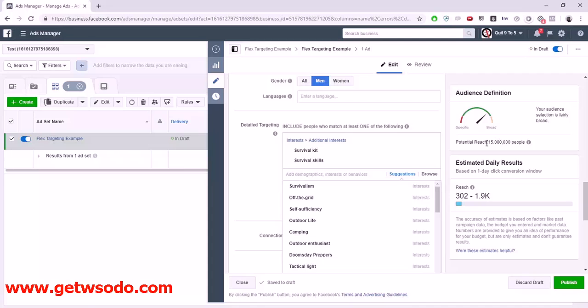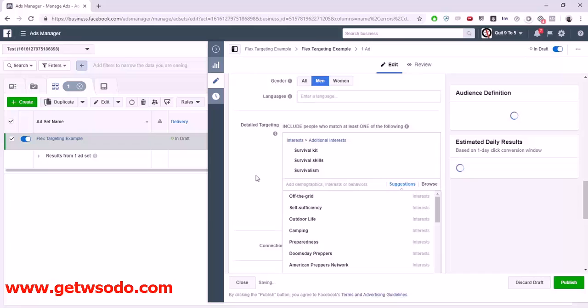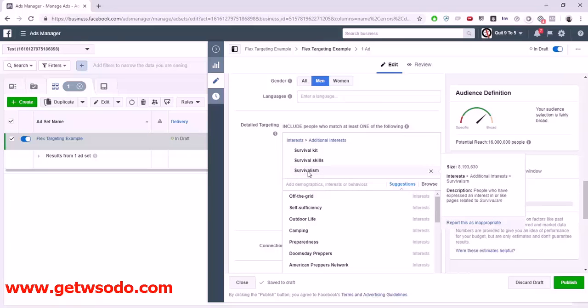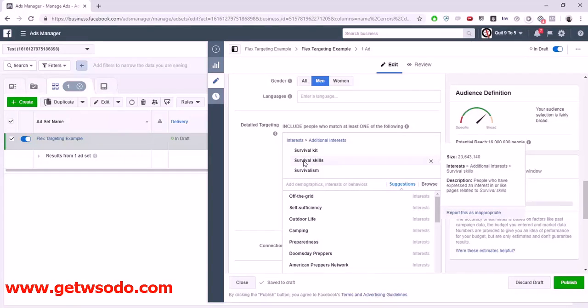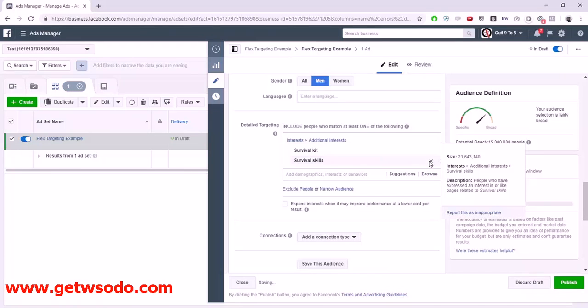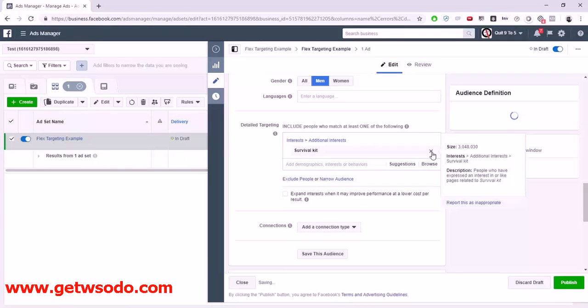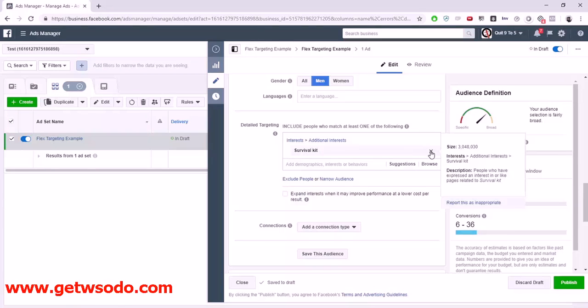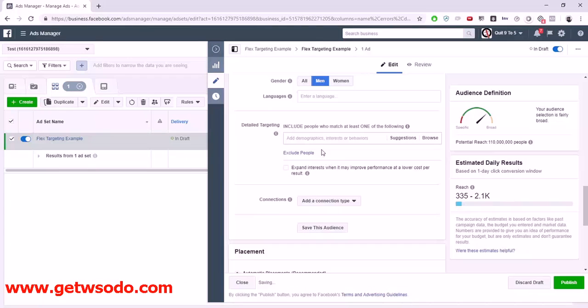So I'm sure that a bunch of the survival kit people are also in survival skills. So this just bumped it up to 15 million, you know? Survivalism, kind of the same thing, right? So I'm sure a lot of people that are into survivalism are also into survival skills. So this just added another million since I added it on here. So obviously for the bigger ones like survival skills, this technique that I'm about to show you is not going to be relevant. So what I'm about to show you is how to stack a bunch of small interests together so that you can really get really good bang for your buck and actually test these small interests that have really low reach and actually be able to scale with them.